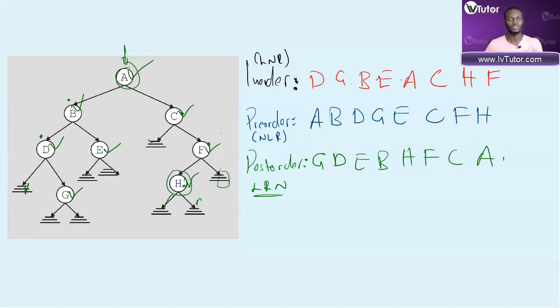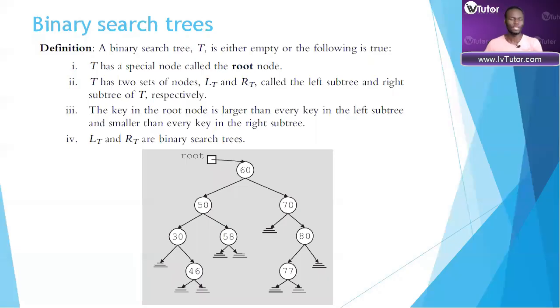And that's how you traverse trees using in order, pre-order, and post-order. So you just need to practice this algorithm until you get it. Now, from binary trees, we talk about binary search trees. And binary search trees are created in such a way that it's easier to search for elements.